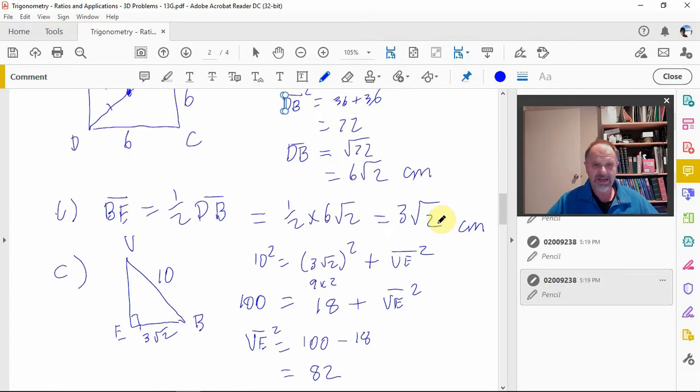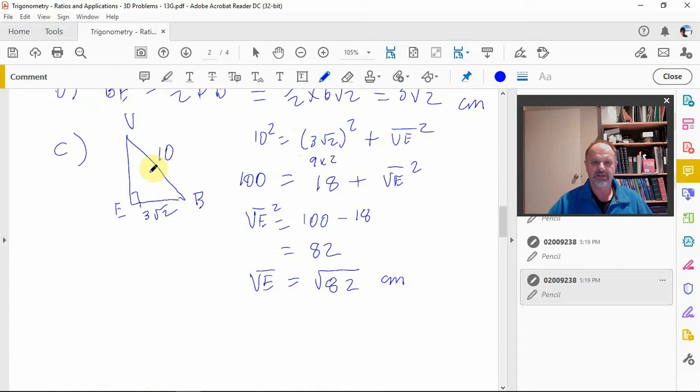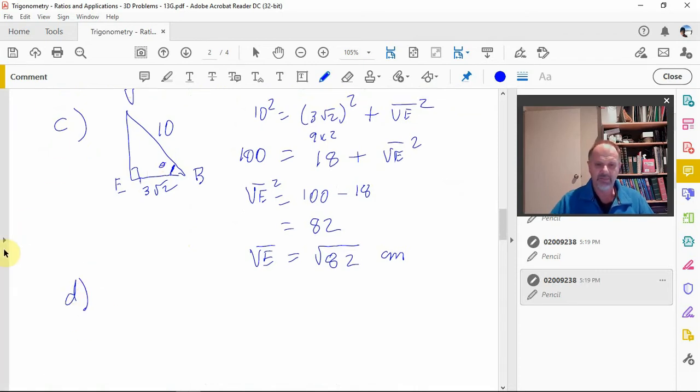All right, the last part says the angle V to B to E. When it talks of angle V to B to E, that means we're going from V to B to E, and of course this middle letter is where our angle is. So this is the same triangle, and this is the angle down here that we're talking about. Let's call it theta, and so part D. When I'm doing this, I would always try and use the information we're given rather than something that I've calculated, if possible.